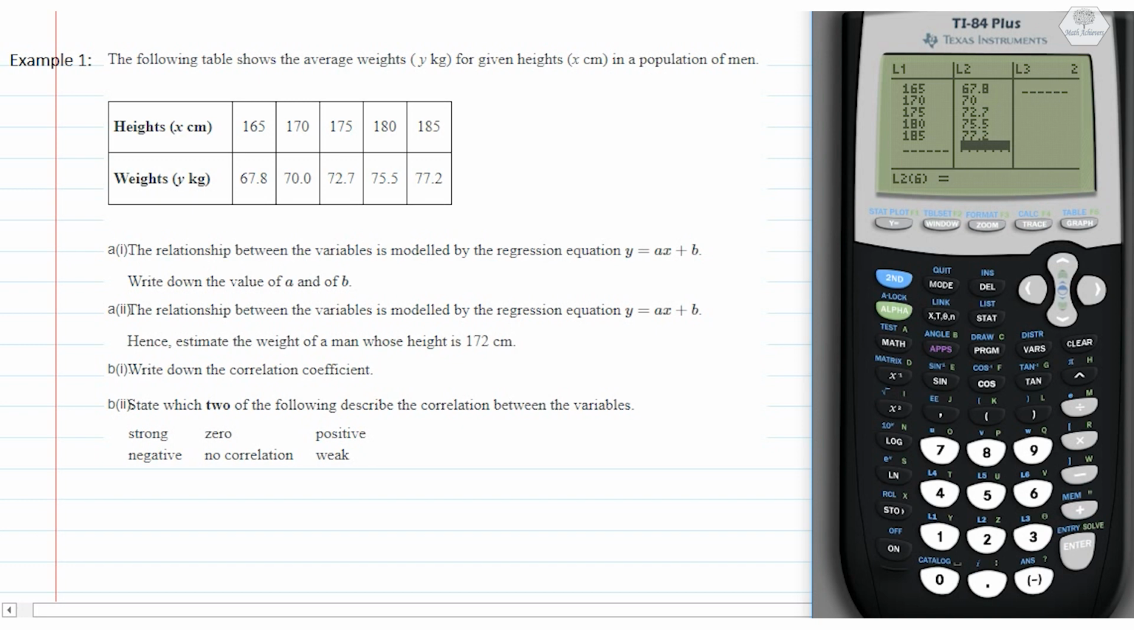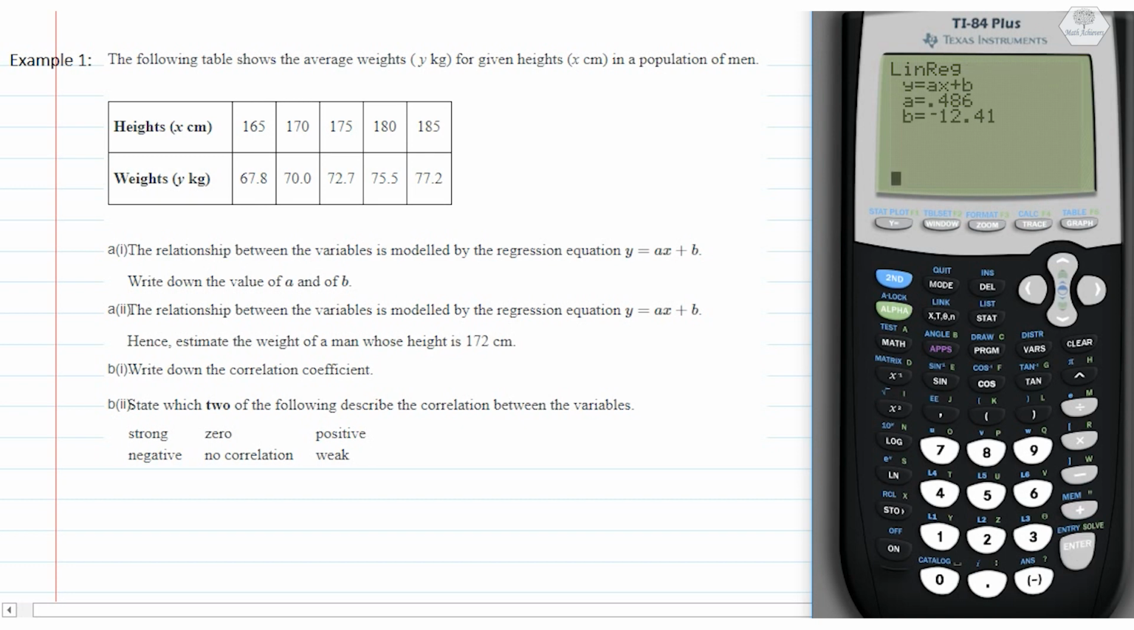We need to find the equation of the line of regression joining these two variables. So we go to stat, we do calc, and we go to number 4, which is linear regression in the form ax plus b, and we press enter. Now, my first variable is in list 1, and my second variable is in list 2. And we press enter again.